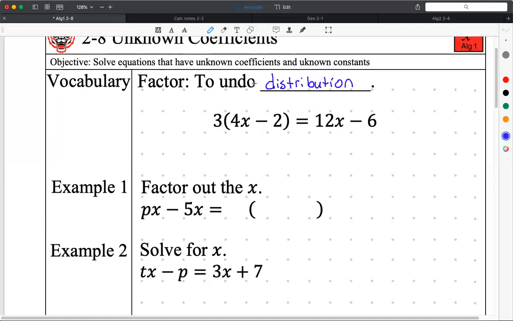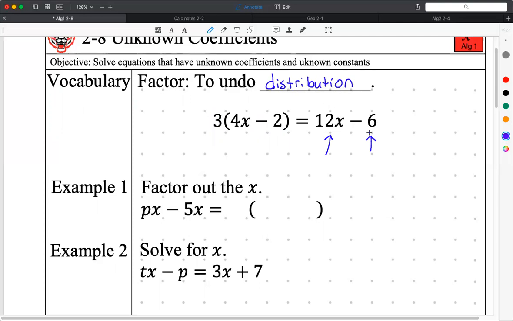But now today we're going backwards, at least a little bit. I'll teach you more in depth how to go backwards with factoring later. But you should be able to look at 12x and negative 6 and think, what is a number that goes into both 12x and 6? What's the greatest common factor that I can do?